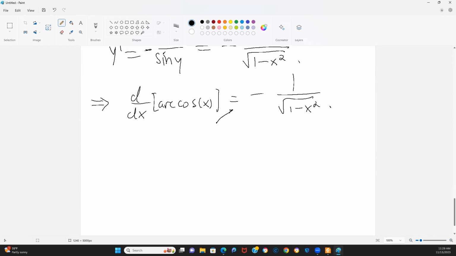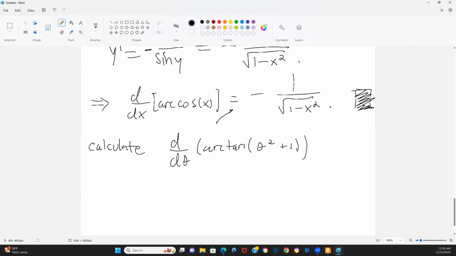Right, so now we want to calculate, so that's done. I guess you put a box. I haven't really been consistent, but I should probably number these, but whatever. So now we want to calculate the derivative of arctan of theta squared plus 1.